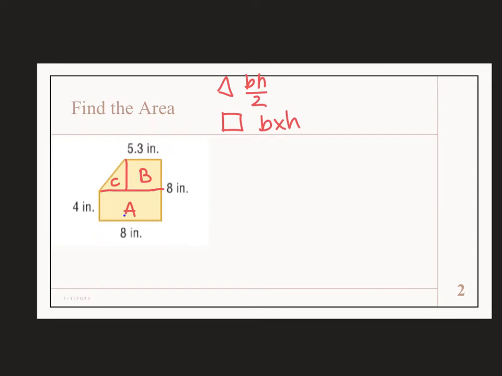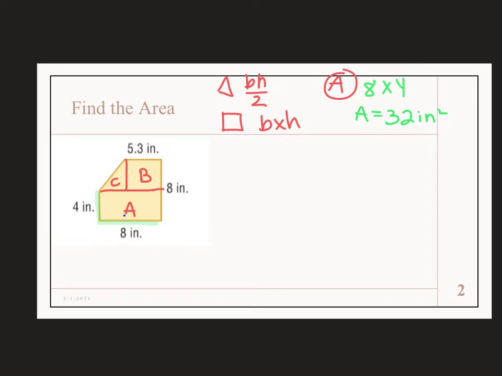All right, so let's take a look at shape A. Shape A, our base here is going to be 8 and the height is going to be 4. That was very clearly labeled for us. So we're going to do 8 times 4. We don't divide by 2 because it's a rectangle. 8 times 4 gives us 32. So area of A is 32 inches squared.